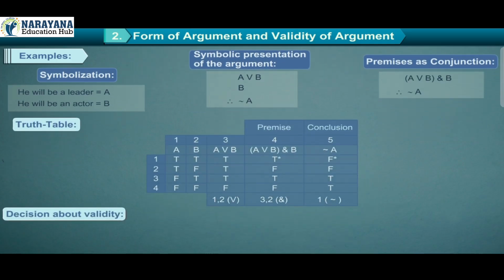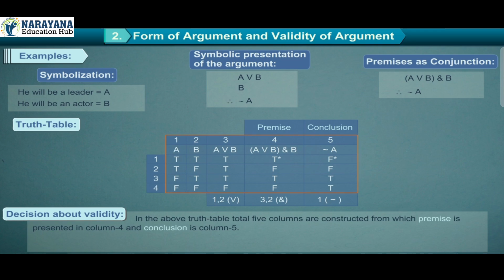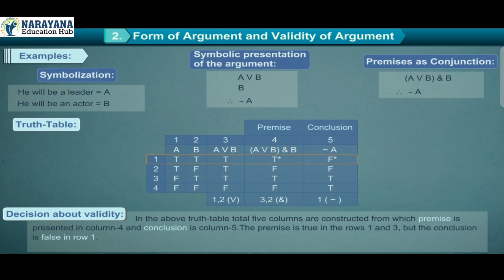Decision about validity. In the truth table, total 5 columns are constructed, from which the premise is presented in column 4 and the conclusion is in column 5. The premise is true in the rows 1 and 3, but the conclusion is false in row 1, which is indicated through the sign star. Hence, this argument is invalid.